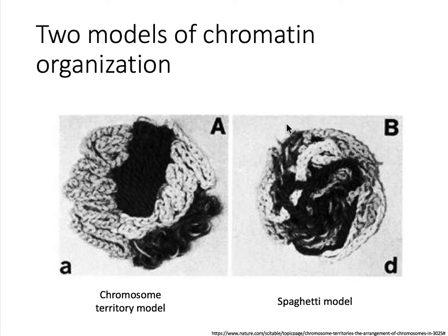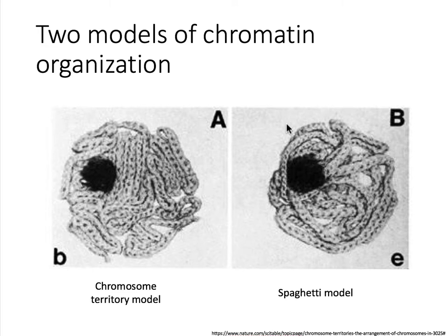On the left panel, you have the alternative model, that of chromosome territories. This model basically proposes that chromosomes have a home address in the nucleus. They are found in a specific spot, they don't randomly intermingle, and they have neighbors, other chromosomes that are typically found close to them. So we have two very specific models, the chromosome territories model versus the spaghetti model. Now these two models make some very specific predictions.